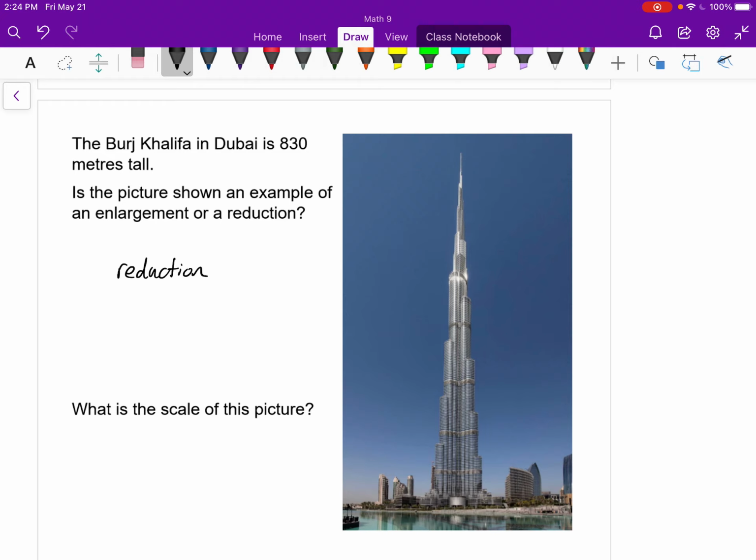Okay, that is not the actual size. Okay, that's smaller. So what is the scale then? Well, now I need to pay attention to this. It says the actual tower is about 830 meters tall. So it's 830 meters from here to here. Okay, so what's the scale of the image? Well, for me to find the scale of this picture, I need to grab a ruler. And I need to see, okay, the 830 meters is in real life, or actual.